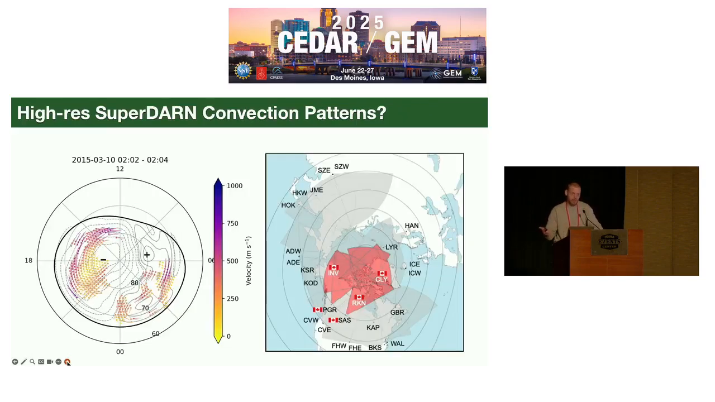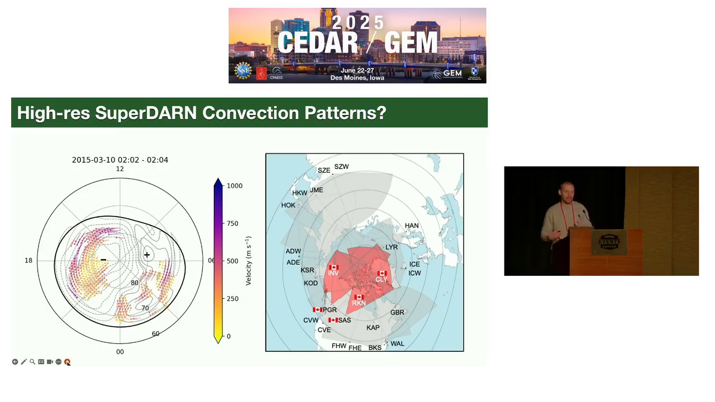So where I come into this is, well, I've used convection patterns for a lot of my relatively short academic career. What if we could take all that new high time resolution 3.5 second data and make something like this, a SuperDARN convection pattern, which is nominally made every 2 minutes, and instead do that every 3 seconds? Well, that will open the door to a lot of physics, right?